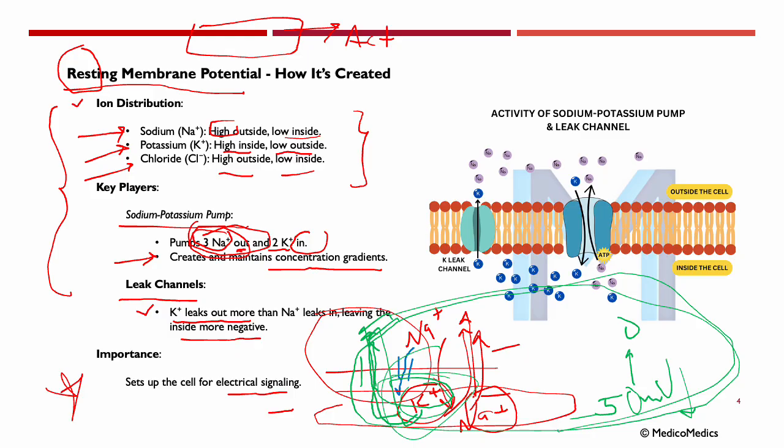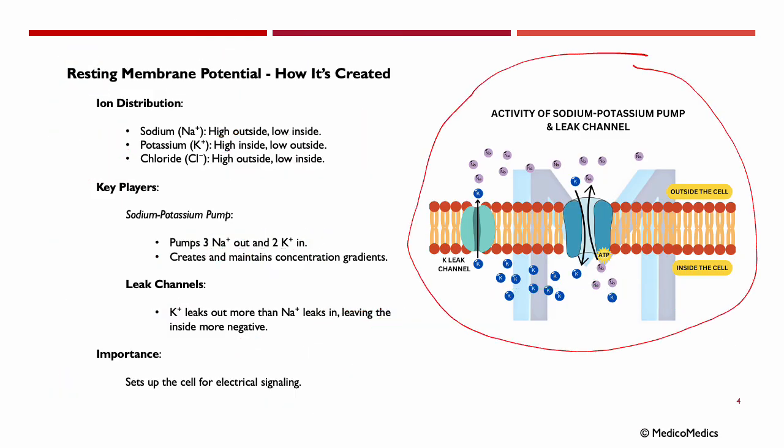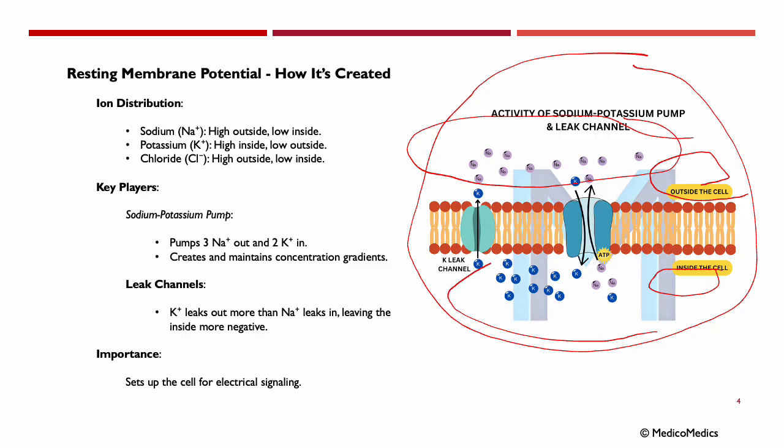You can also see here in this illustration that on the outside of the cell, we have a bunch of sodium, and on the inside, we will find more potassium. Now we have the sodium-potassium pump here, whereby sodium goes out and potassium comes in. But also an illustration of potassium leak channels, right? As you can see here, getting out.